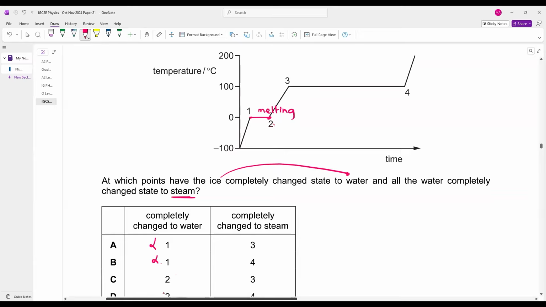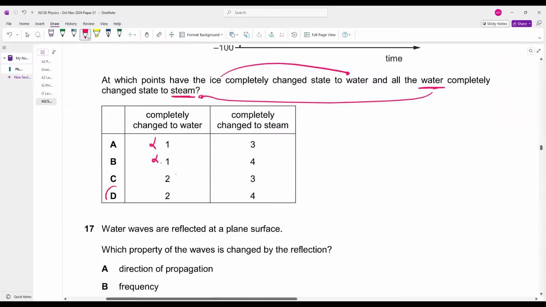2, A or B cancel out. At what point is water completely changed into steam? बेटा किस पॉइंट पे water completely change हो गया steam में? जब आप 3 से 4 जा रहे हो, this is the process of boiling. At point 4 you have completely changed into steam. कौन सा आंसर हो जाएगा? D, 2 and 4.